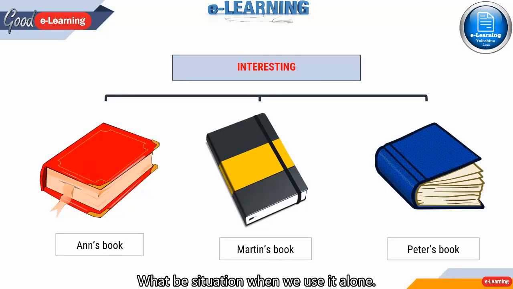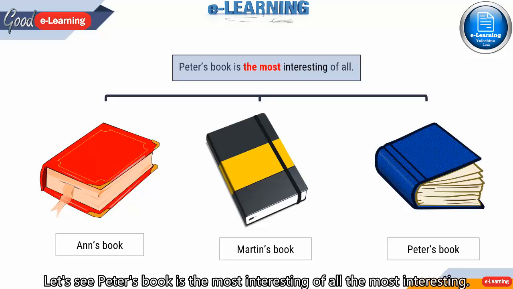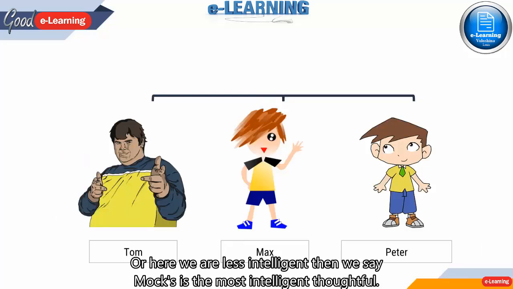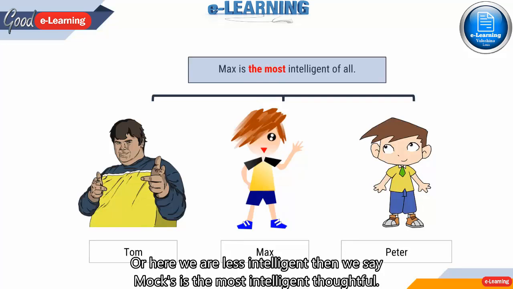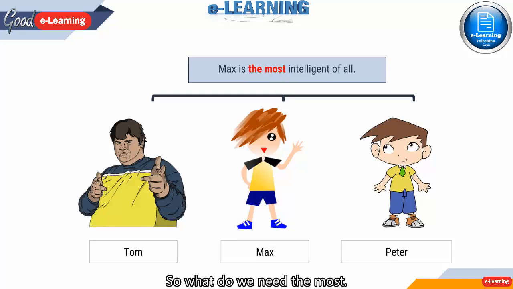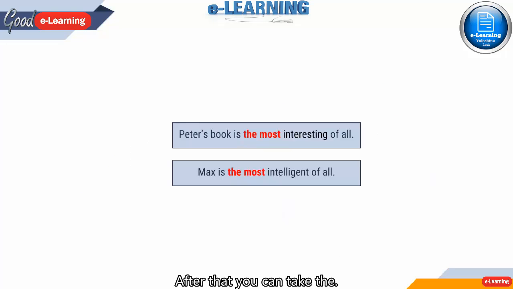But what will be the situation when we use long adjectives? As in this case, interesting. Let's see. Peter's book is the most interesting of all. The most interesting. Or here, we use intelligent and we say Max is the most intelligent of all. So what we need? The most, and after that, the adjective.